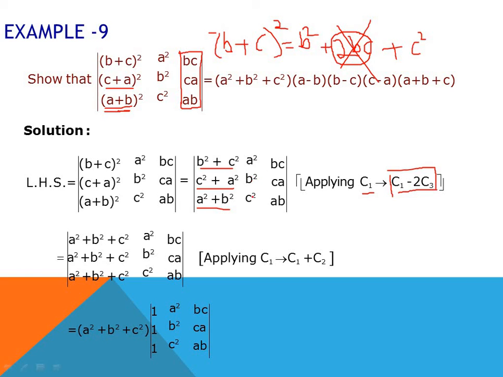Second column is a square, b square, c square, and third column is bc, ac and ab. Now if you follow the pattern, then if you add first column and second column, then you will get the value a square plus b square plus c square as the common element in all the elements of the first column. And finally this determinant is reduced to a square plus b square plus c square into 1 1 1 as the first row, first column, a square, b square, c square as the second column, bc, ac and ab as the third column.